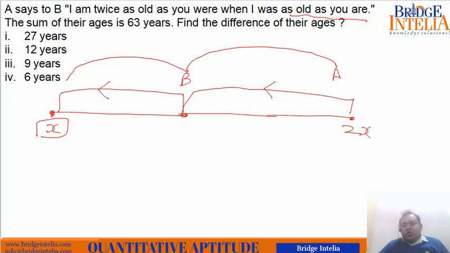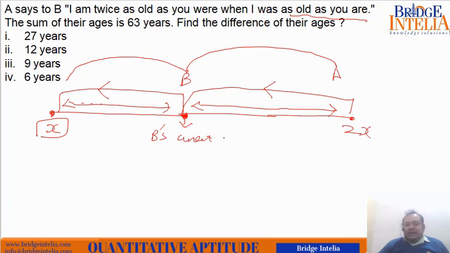So if you go back in time, that means from here, if you shift back this much, then whatever age you would become. Currently A is twice that age. Now this gap is exactly equal to this gap shifting back in time. So you can say B's current age will be midway between x and 2x, so (x plus 2x) by 2, the average, 1.5x. This way you can visualize.